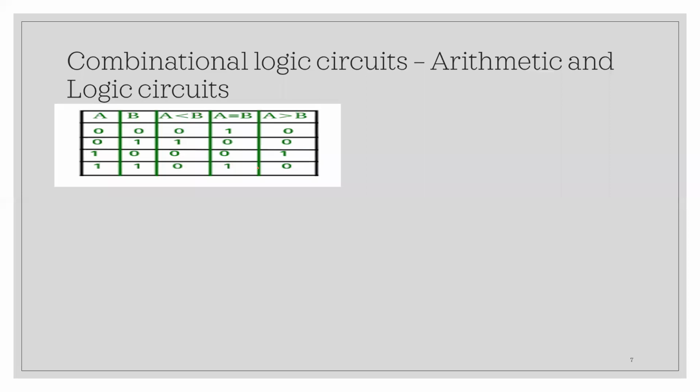So A XOR B is AB plus A complement B complement. Yes, it is the XOR operation. XOR operation. So those are the expressions.